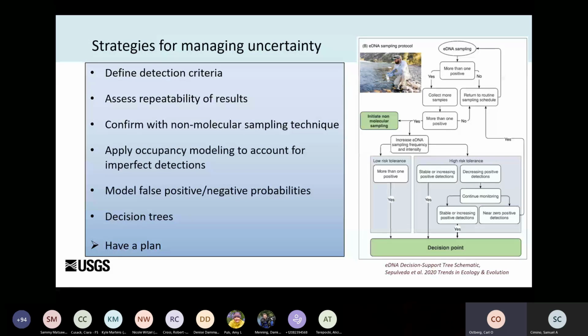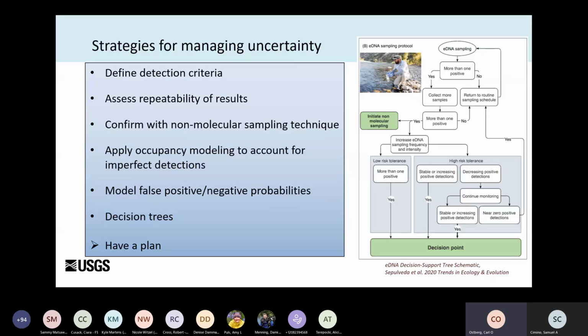This is a good point to mention some strategies for managing uncertainty. It's a good idea to have detection criteria established prior to collecting or running samples on qPCR. Repeatability of results could be assessed by rerunning DNA samples, resampling water, or by including spatial or temporal sampling in the study design. Applying a non-molecular sampling technique with a detection method that's comparable to eDNA could be used to verify questionable results, if that's possible.